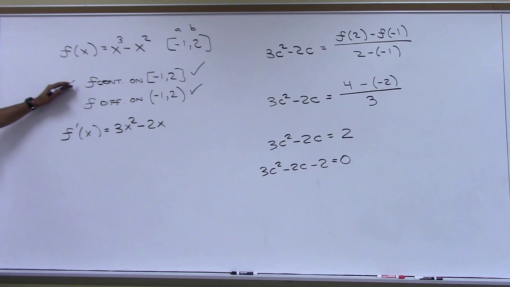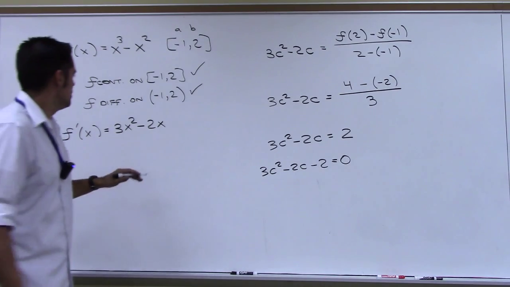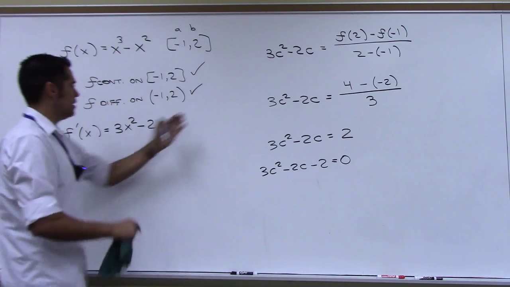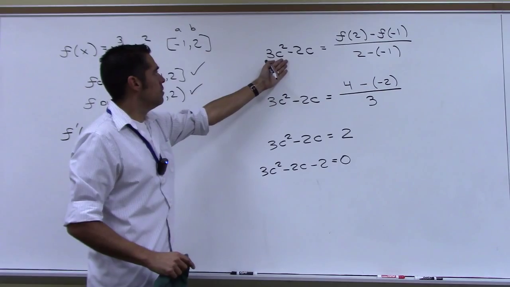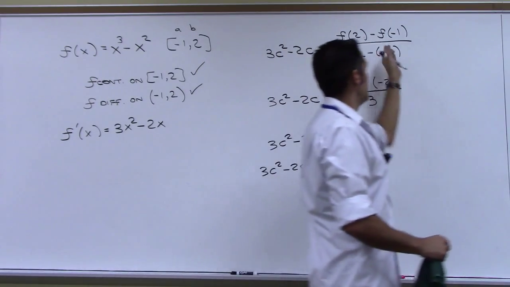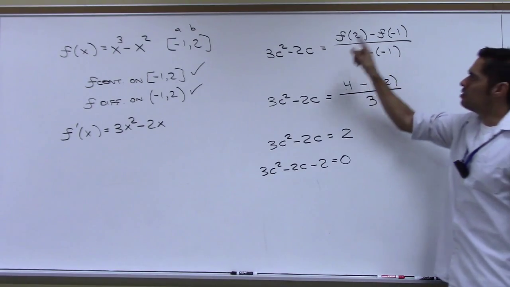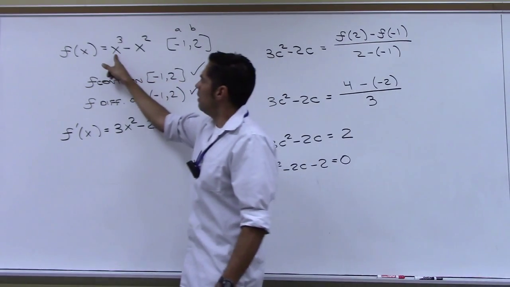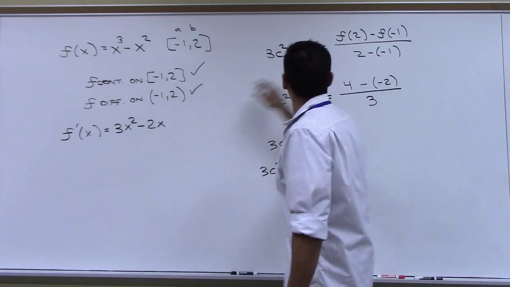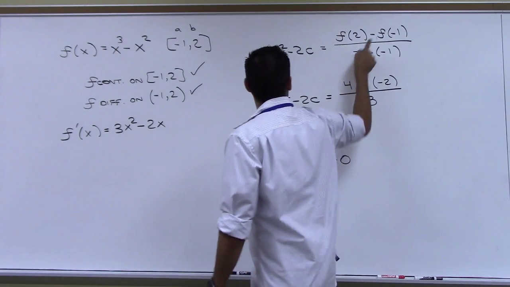We check it's continuous because it's a polynomial. It's differentiable because, yeah, the derivative is nice. If we plug c into this, we get this. Then we do f of b minus f of a over b minus a. This is a little tricky with the signs. Plug 2 in. Here you get 8 minus 4. That's 4. You plug in negative 1.